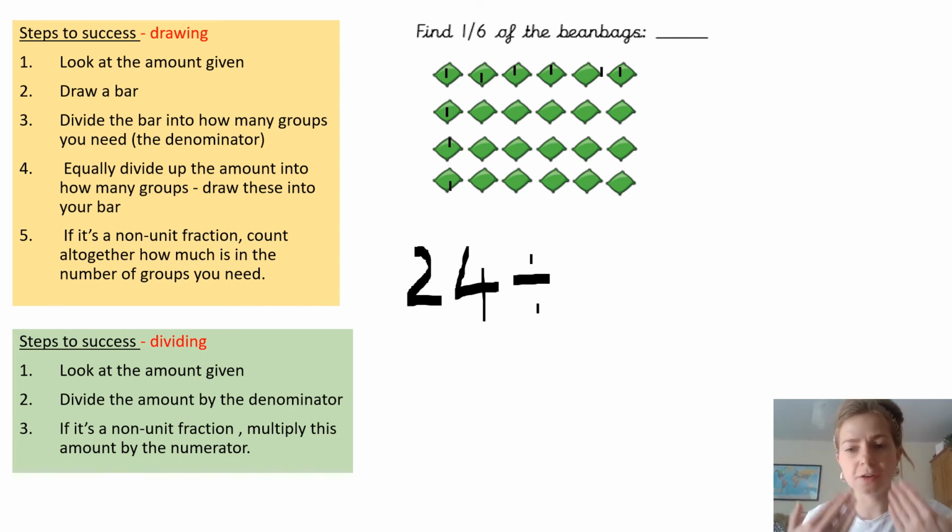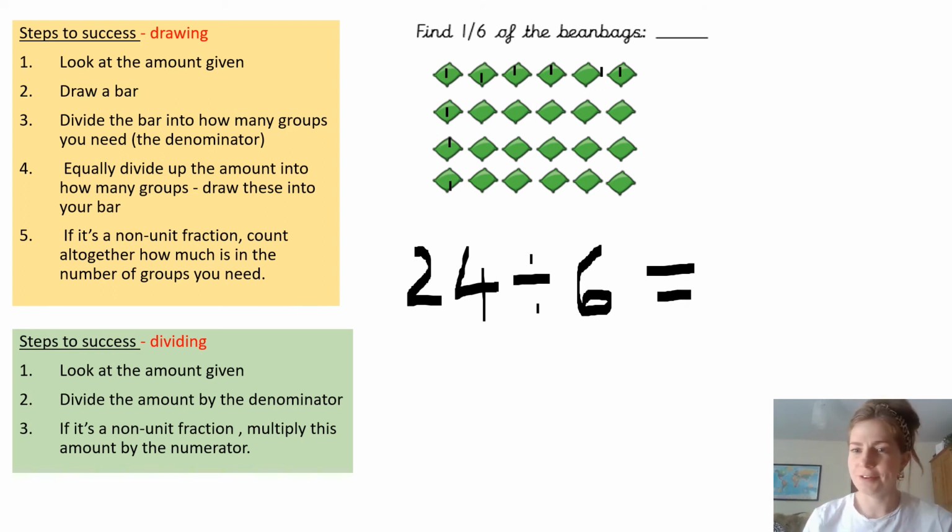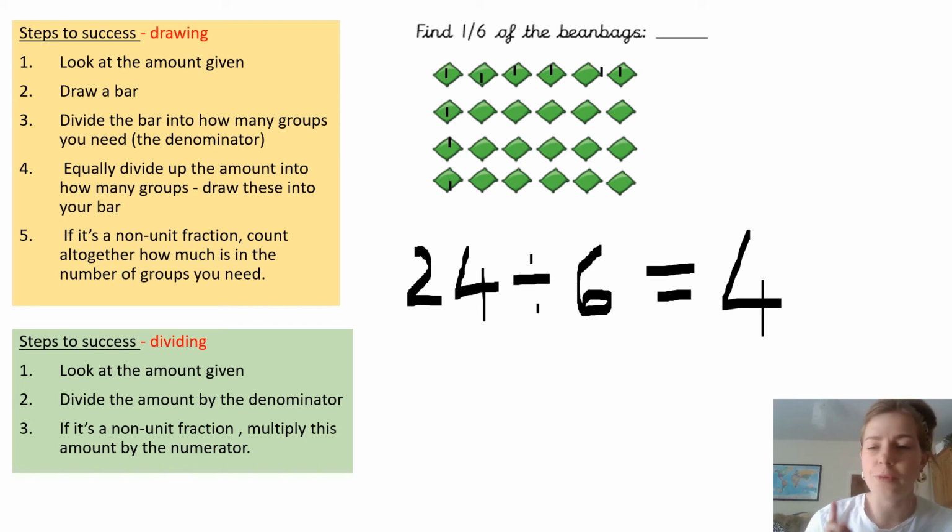What am I finding? I'm finding 1/6. So I need to divide by 6. So 24 divided by 6 equals, we've just done this, equals 4. Fantastic. So my answer is 4. 1/6 of the beanbags is 4. Remember, you can still be drawing your bar, drawing 6 sections and dividing them equally and sharing that way to get your answer.